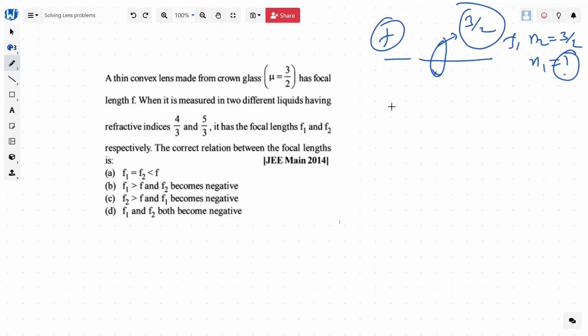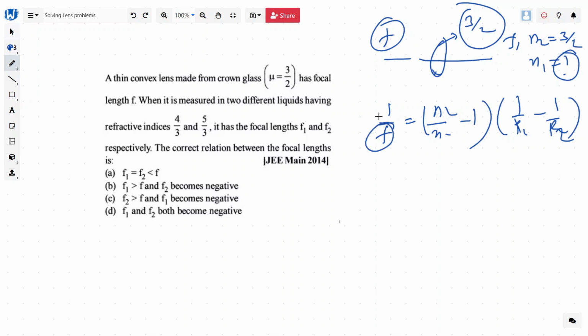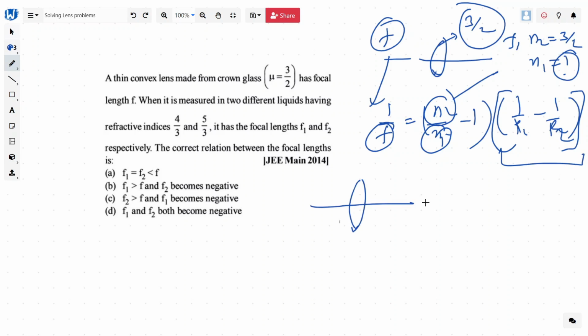So it's the same problem we did, right? The lens maker formula: 1 by f is equal to (n2 by n1 minus 1) times (1 by r1 minus 1 by r2), right? We know this for case 1, and we don't know that, right? And we know that if we are going to immerse the lens, right? So this is a lens, right? We are going to immerse it in a certain liquid.